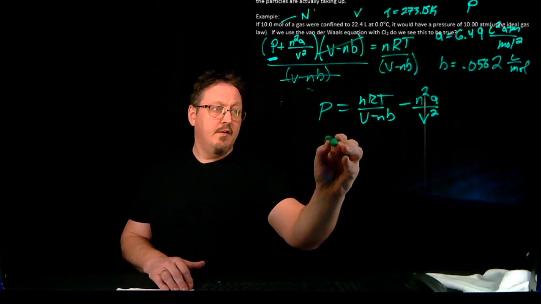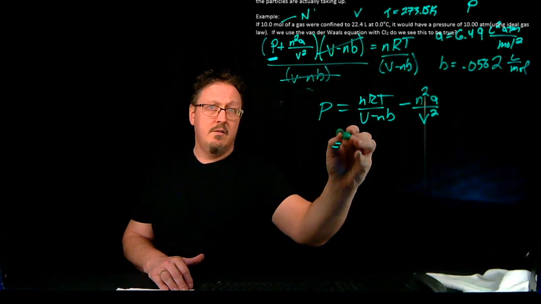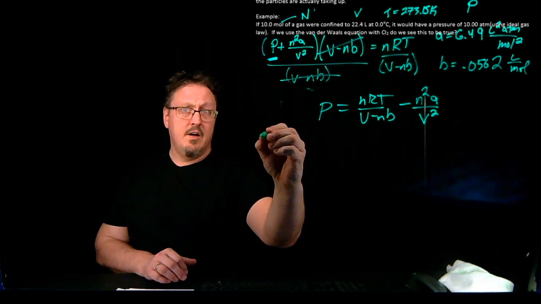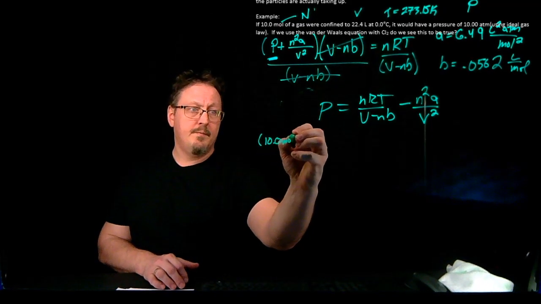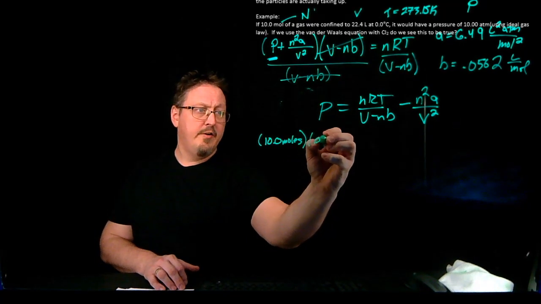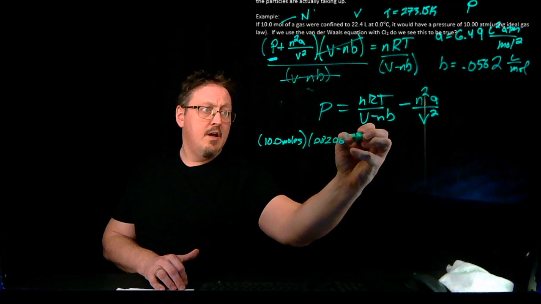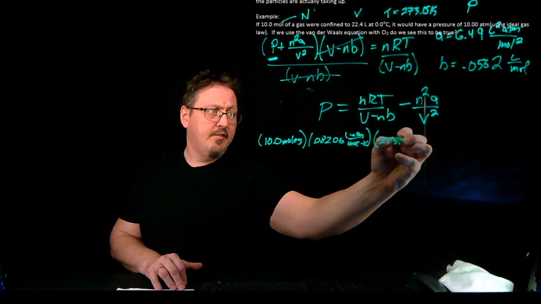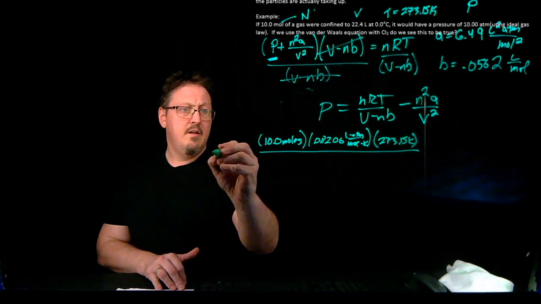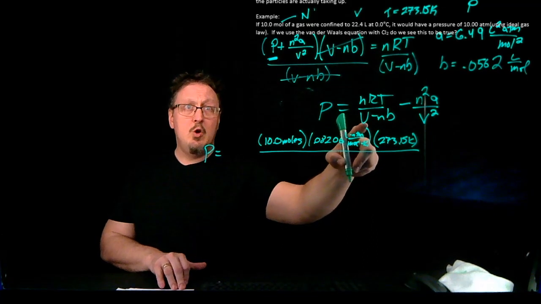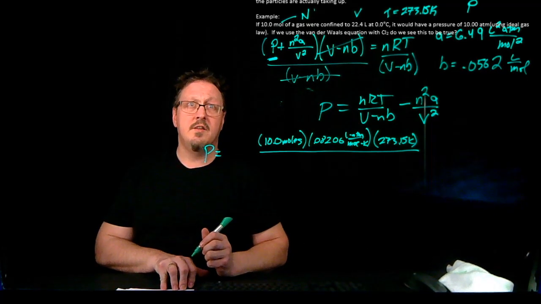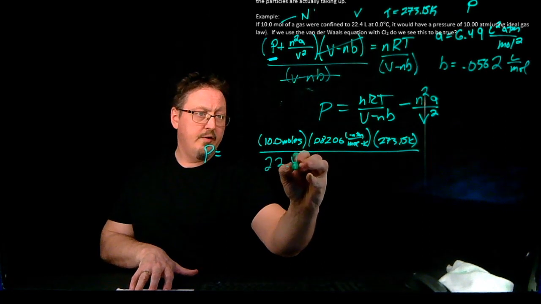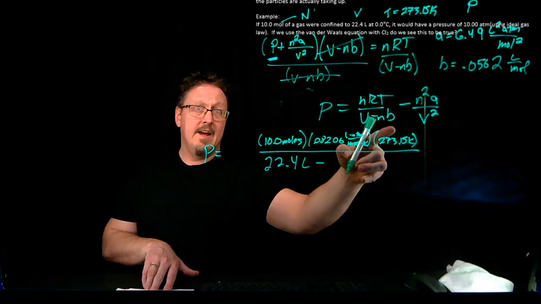Okay, n, number of moles. So this is 10.0 moles. So that's n. R is still 0.08206 liters atmospheres per mole K. Temperature was 273.15 K. Okay, all of that is going to equal my volume, which we said was 22.4 liters, minus n times b.